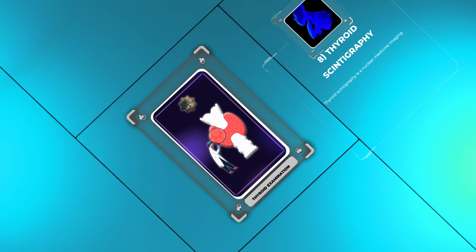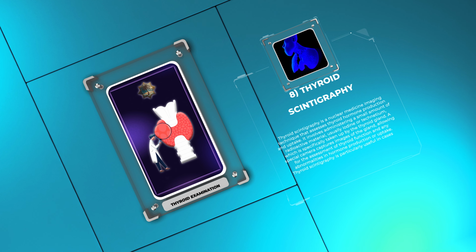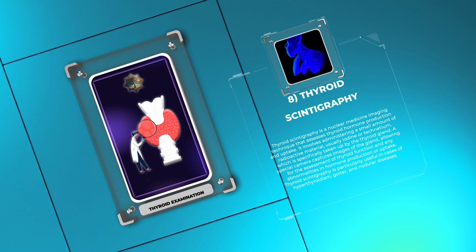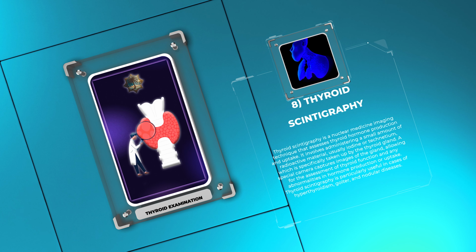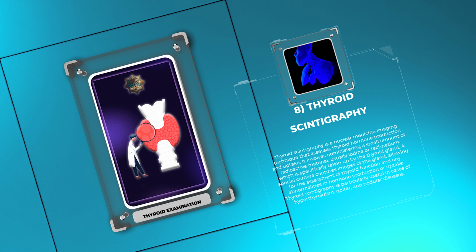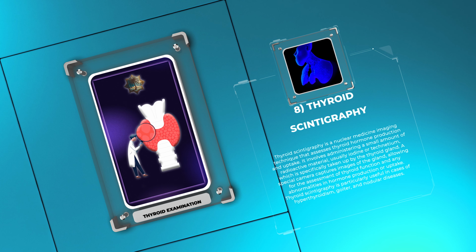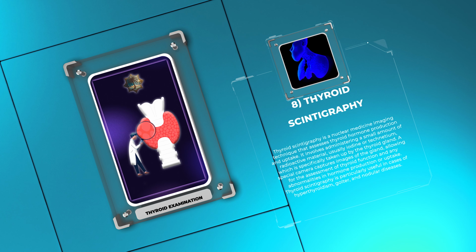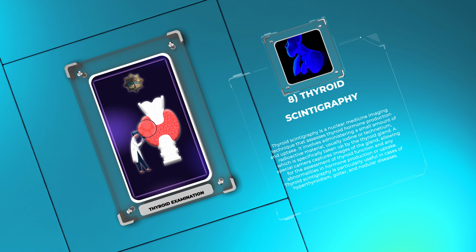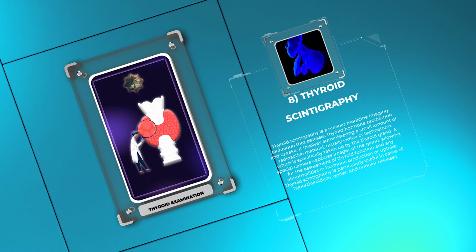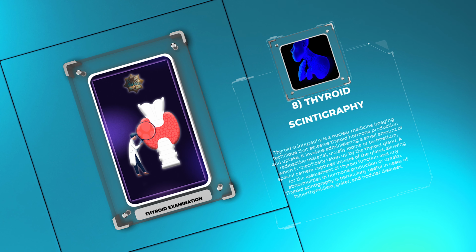Thyroid scintigraphy is a nuclear medicine imaging technique that assesses thyroid hormone production and uptake. It involves administering a small amount of radioactive material, usually iodine or technetium, which is specifically taken up by the thyroid gland. A special camera captures images of the gland, allowing for the assessment of thyroid function and any abnormalities in hormone production or uptake. Thyroid scintigraphy is particularly useful in cases of hyperthyroidism, goiter, and nodular diseases.